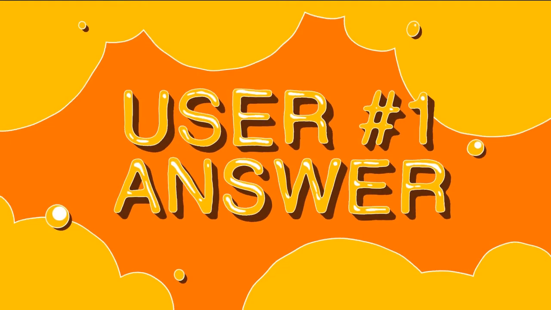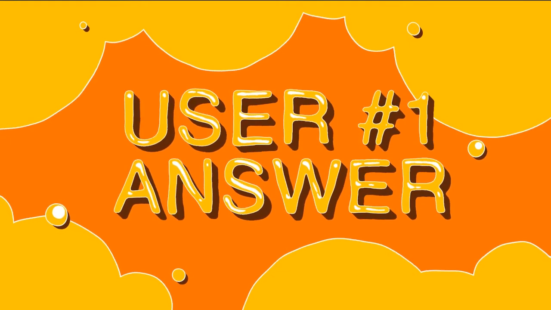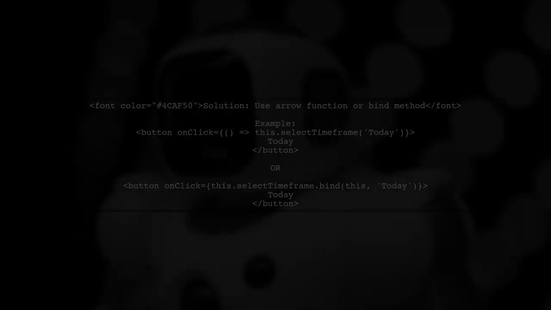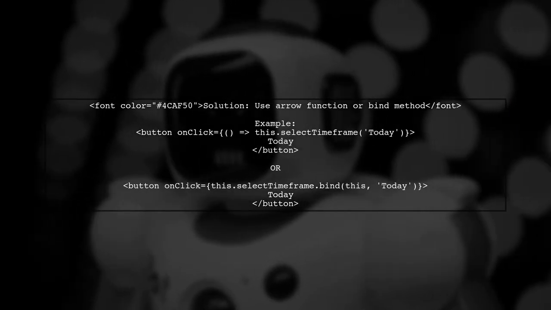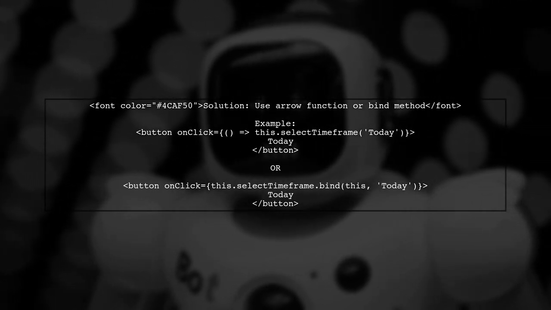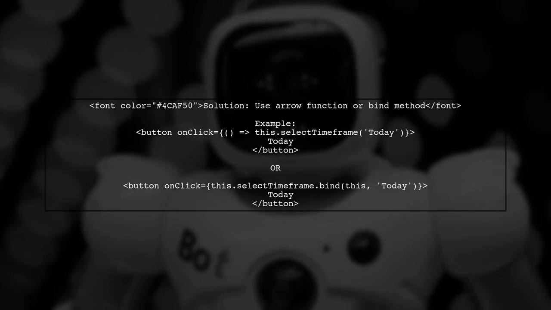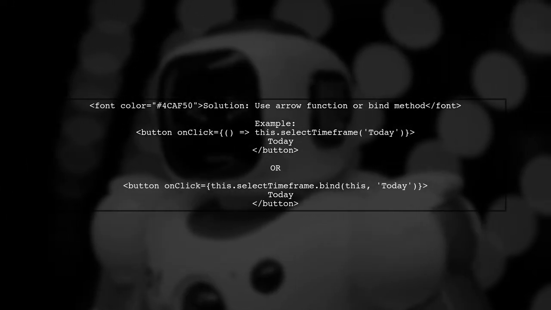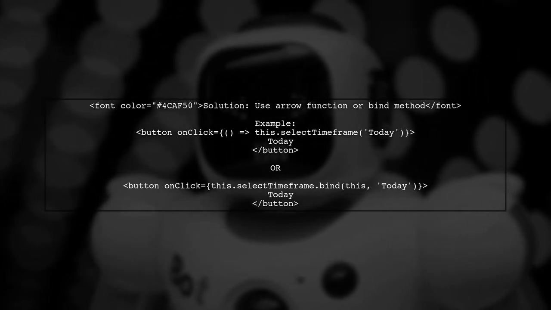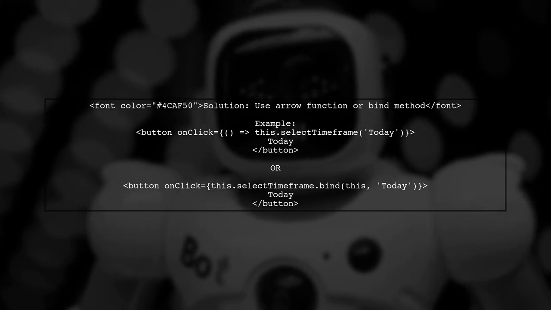Let's now look at a user-suggested answer. To avoid the cannot update during an existing state transition error in React, use an arrow function or the bind method when passing values to the onClick function. This prevents the function from executing on every re-render, which can lead to repeated calls and errors.